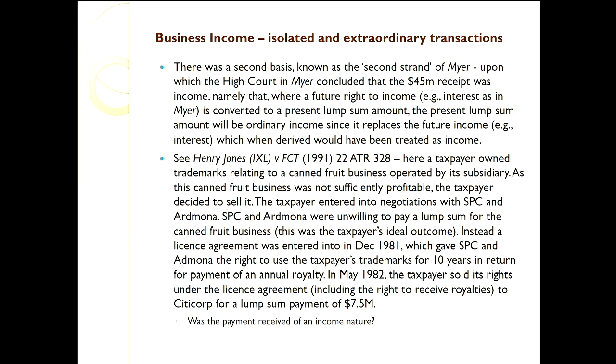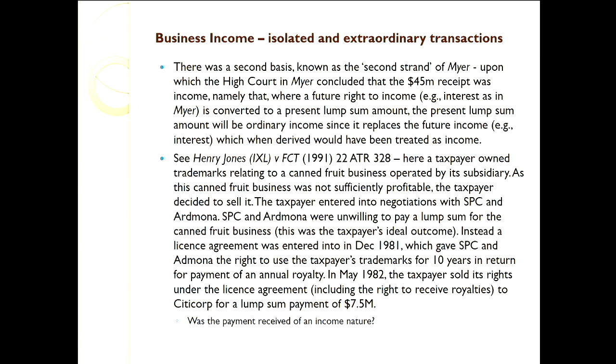If you are getting a lump sum payment and it is replacing, or in compensation for, a future income stream, right, a future stream of payments which would be undoubtedly income when received, in which interest is, then the lump sum payment itself is income, right? So that is Maya Strand 2, an alternative basis, note that, for the conclusion in Maya. Now, it was applied in the Henry Jones case, right? Now, what you had in Henry Jones was the taxpayer, they made jam, right?